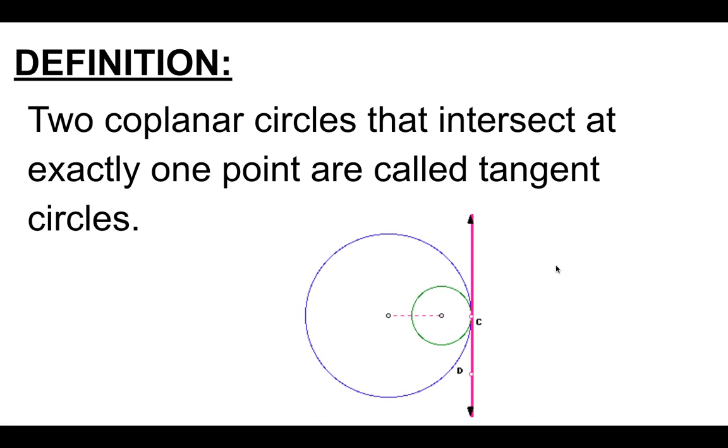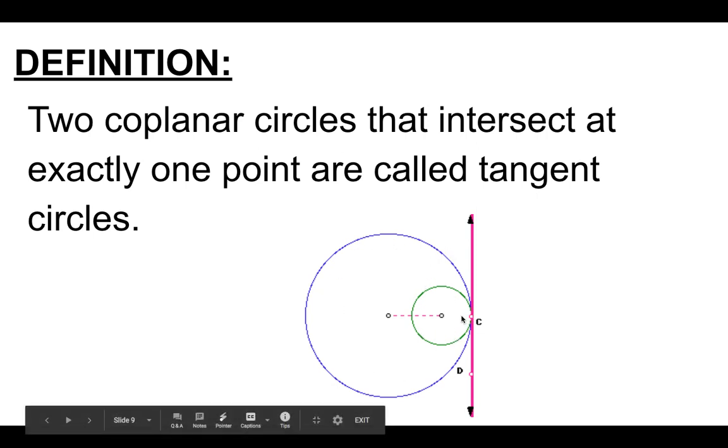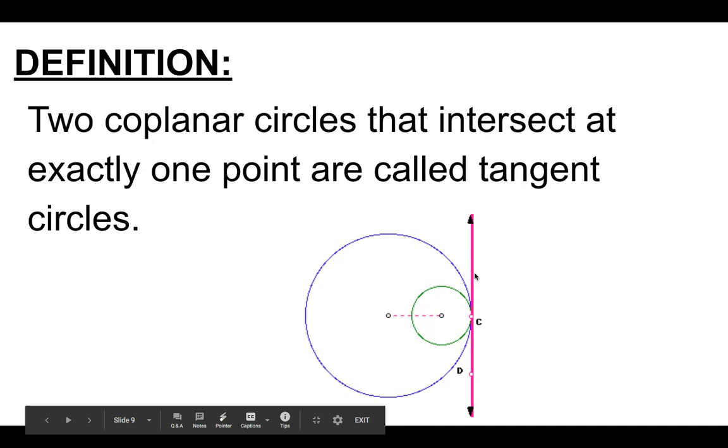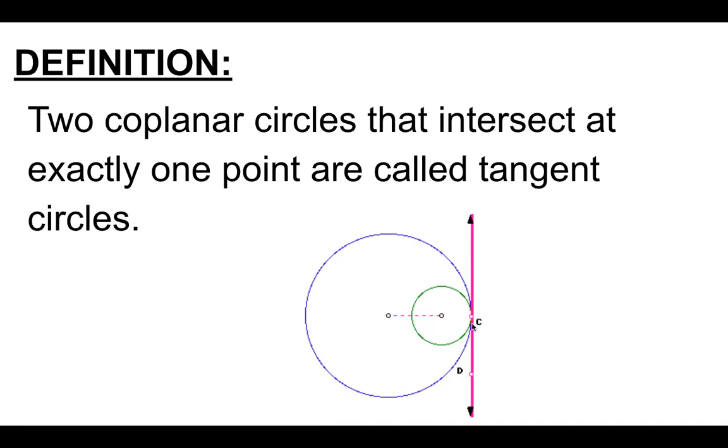Continuing on with the notes, we have tangent circles. Two coplanar circles that intersect at exactly one point are called tangent circles. Notice that these two circles, this one in blue and this one in green, intersect at the point C. And point C also has this line, CD, going through it. Remember, if you have a line that touches a circle exactly one time, we call that a tangent line.